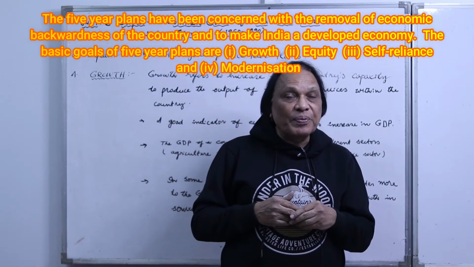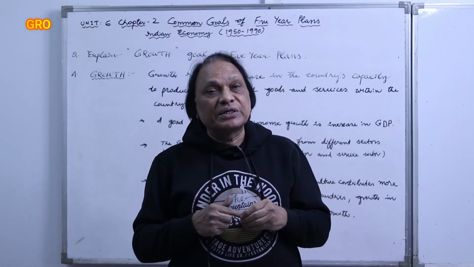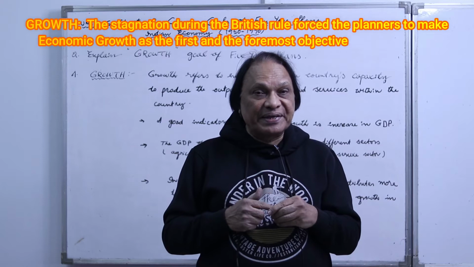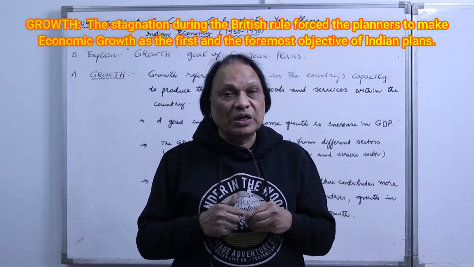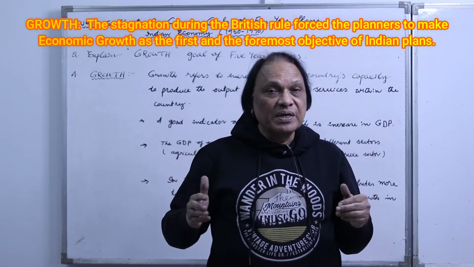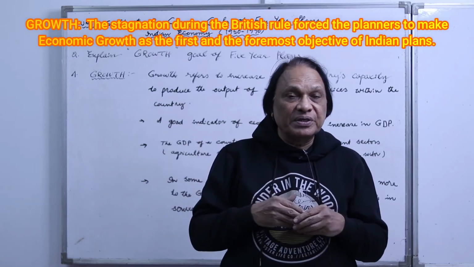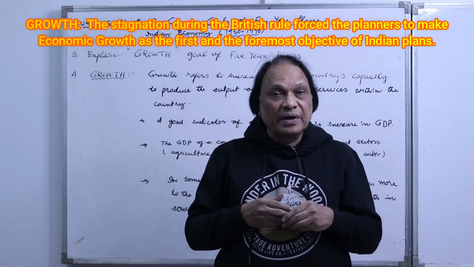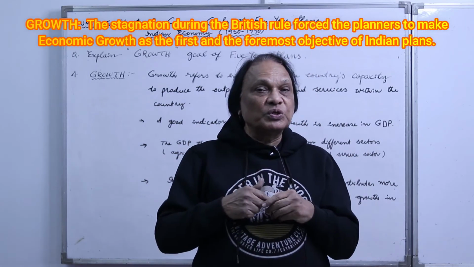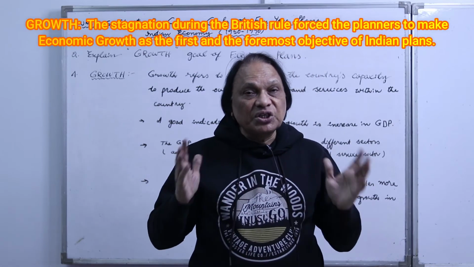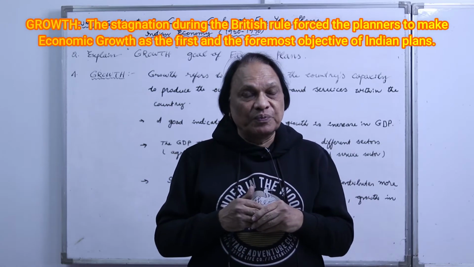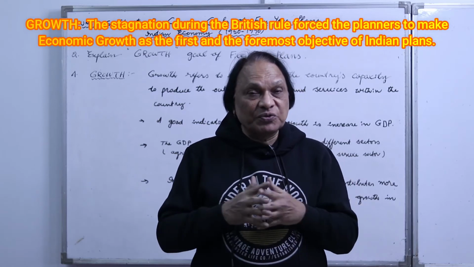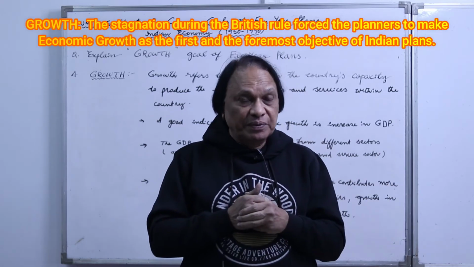We already know that the Indian economy was stagnant during the British rule. No growth was taking place because the Indian economy was just a feeder economy. They used to export raw materials to England for development of their industries and import goods from there. As a result, the GDP of the economy was very low, per capita income was very low. There was no growth in the economy.